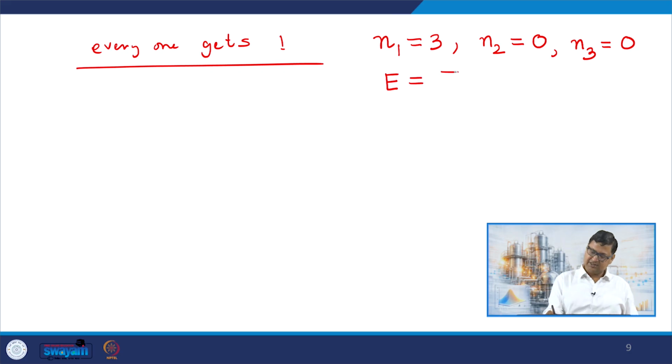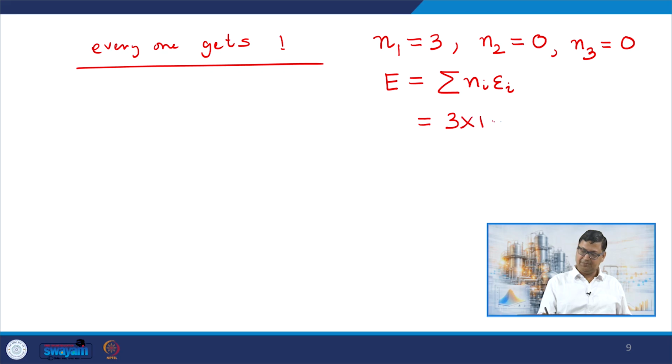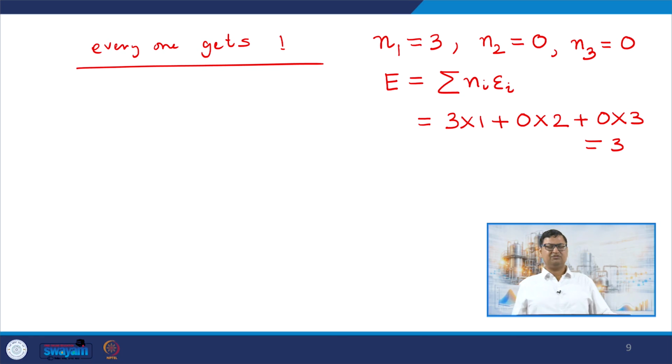The net energy is the sum over n_i epsilon_i. Now in our case, epsilon is the measure of the number of chocolates. So I can look at it like this: 3 into 1 plus 0 into 2 plus 0 into 3 is equal to 3. So the net energy is 3, but in this particular distribution, all of them get 1. So if I want to find the number of ways in which this possibility can happen, it is given as something like this.